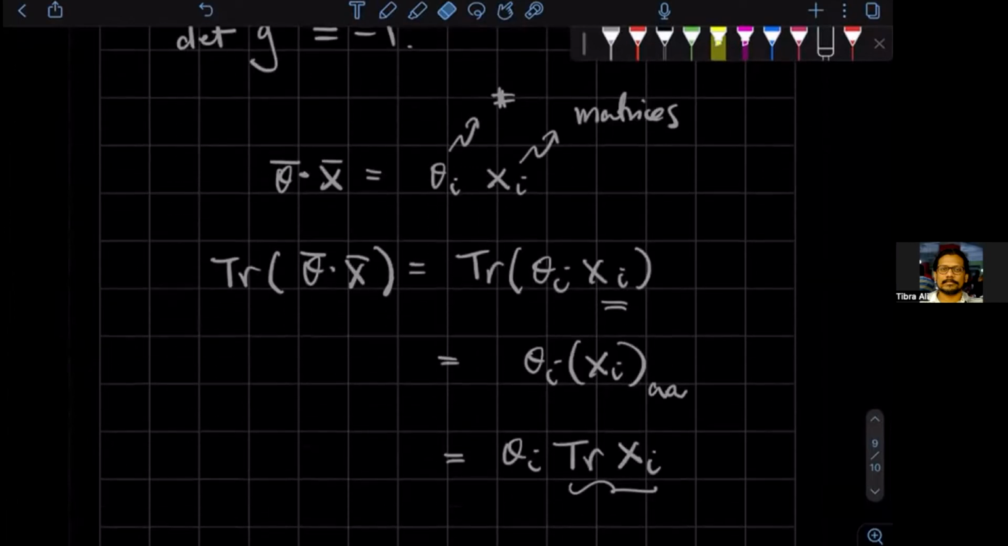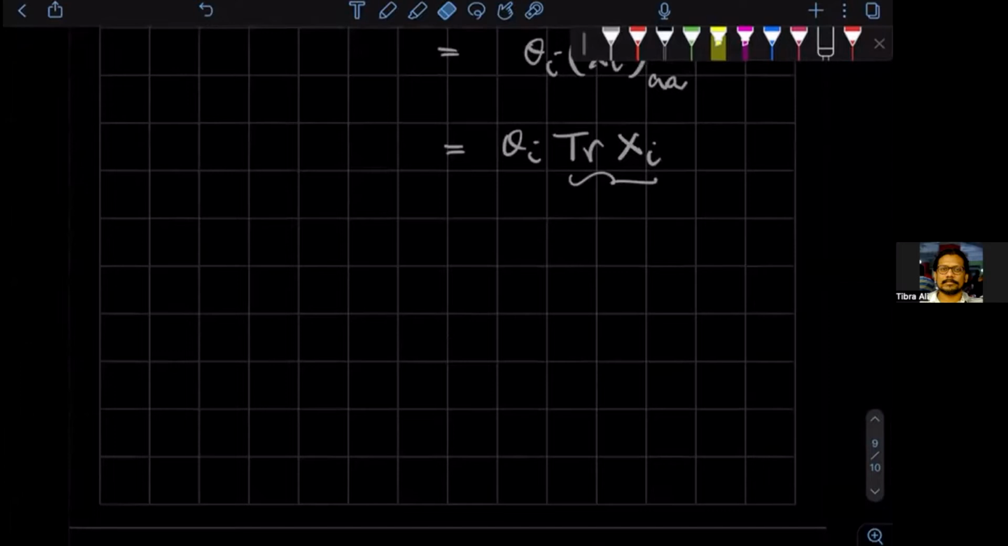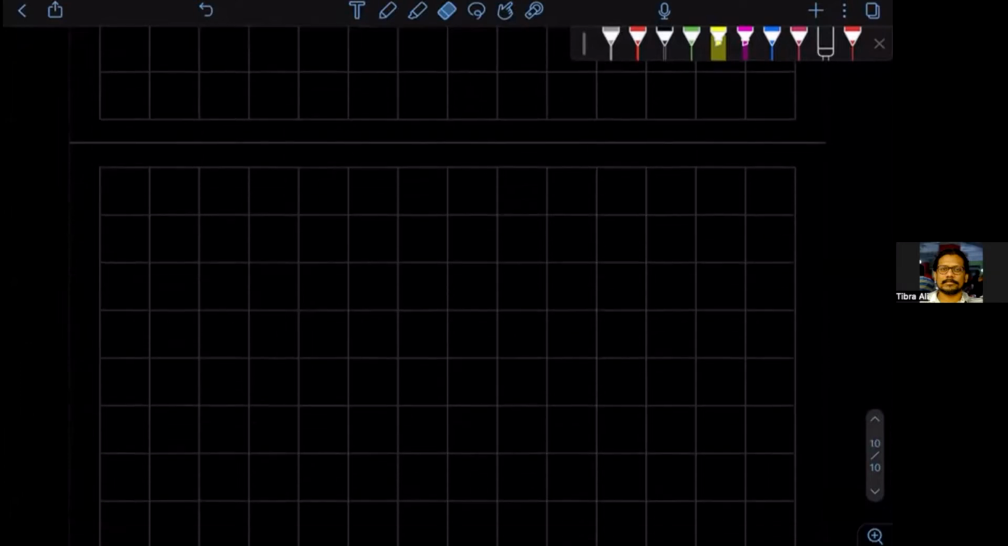Let's look more closely at the generators of SO3. Okay, so this is our next section. Are there any more questions about what we've covered?